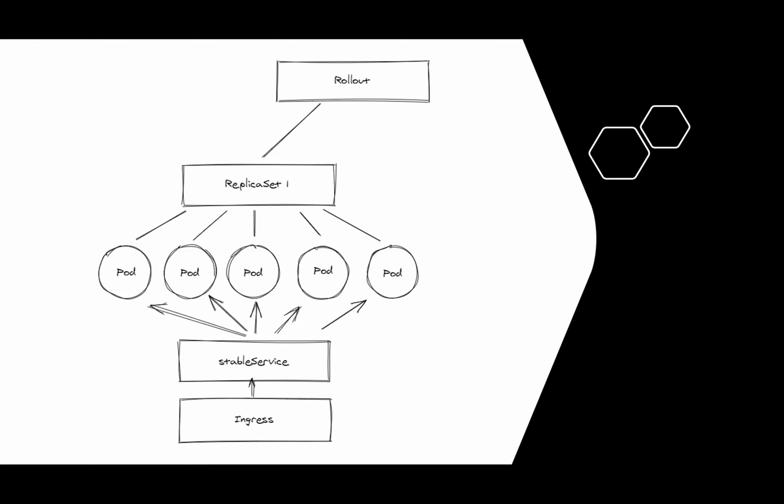Then you'll need, of course, a Kubernetes service in front of those pods. And we call this the stable service. In this case, you see a stable service, and the endpoints are the 5 pods in that replica set.